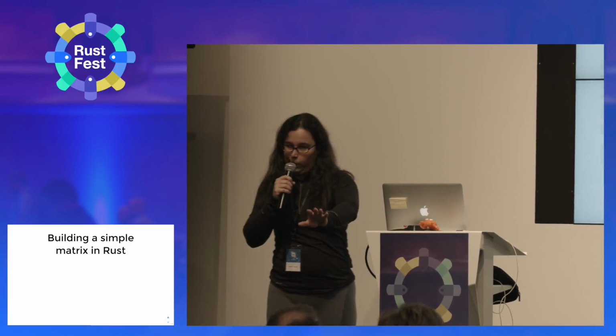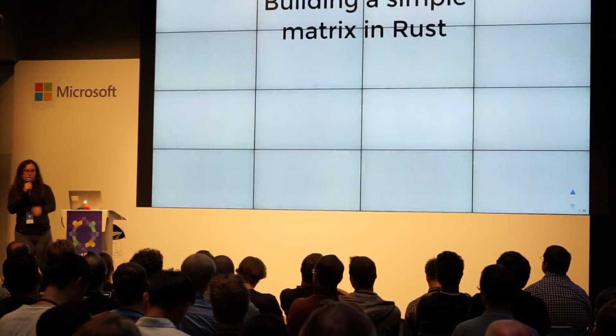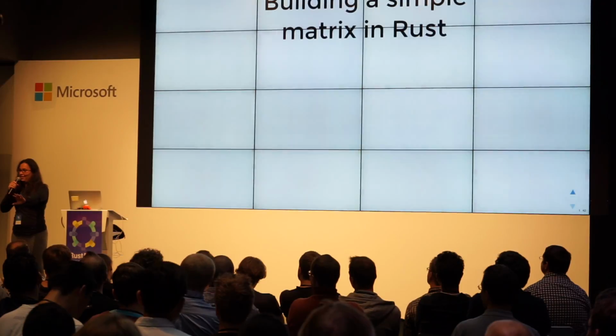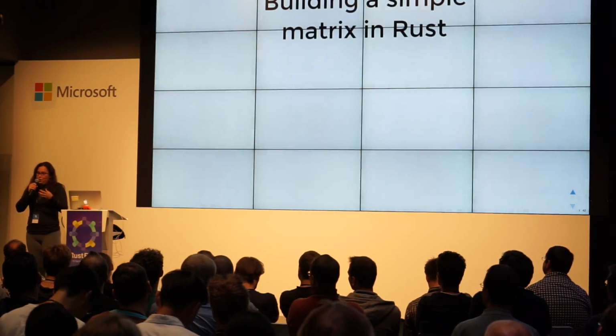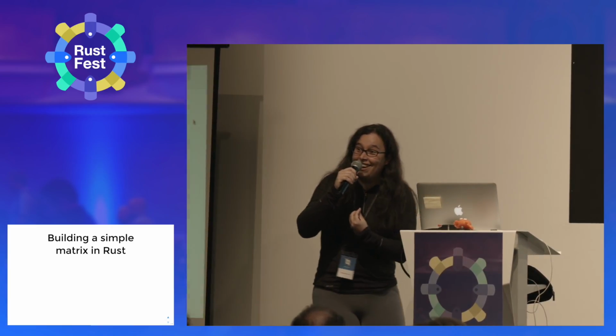So I need your help. How would you build a matrix in Rust? Please say something. Vector. Okay, but a vector is too general. How would you build your own struct?